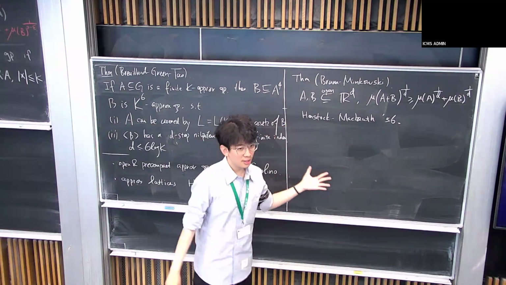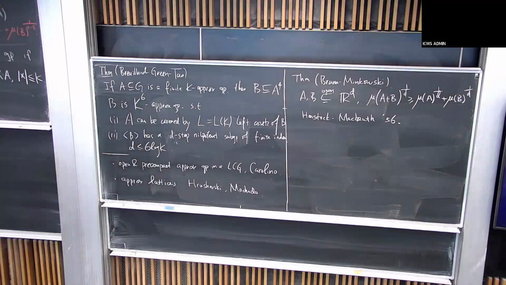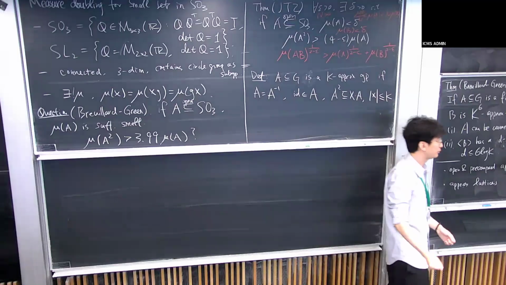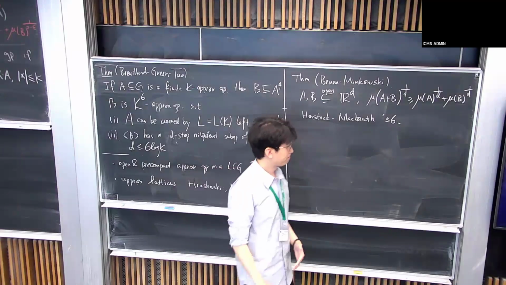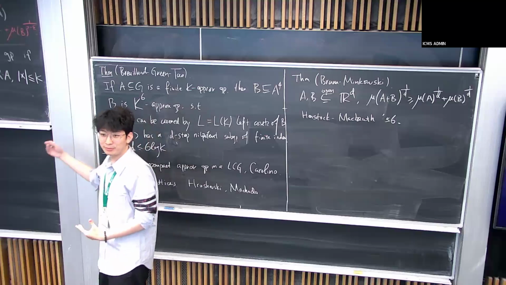You can argue that Minkowski is trivial for compact groups because you can take A equal to B equal to G and you have no expansion there because A times B is just G itself. Yeah, you can do that. But here we care about small sets in compact groups.